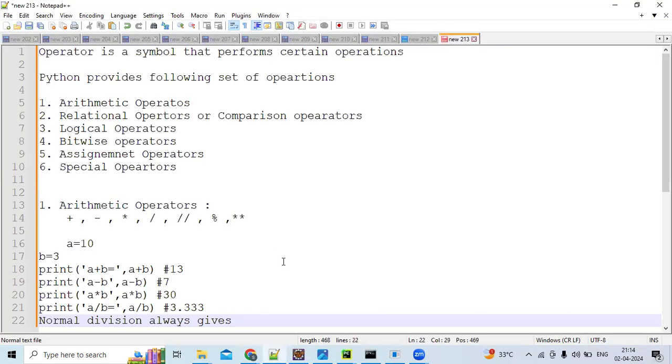Okay. See, basically, I just want to do a quick revision. There are different types of operators. Arithmetic means plus, minus, into.